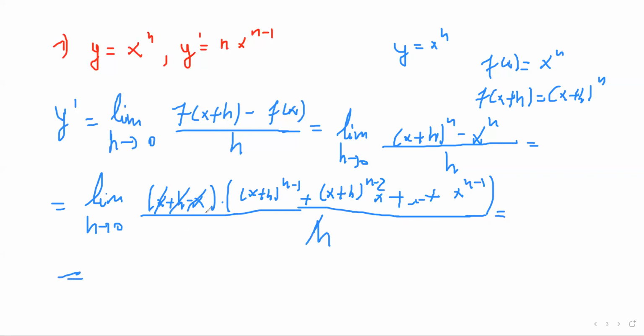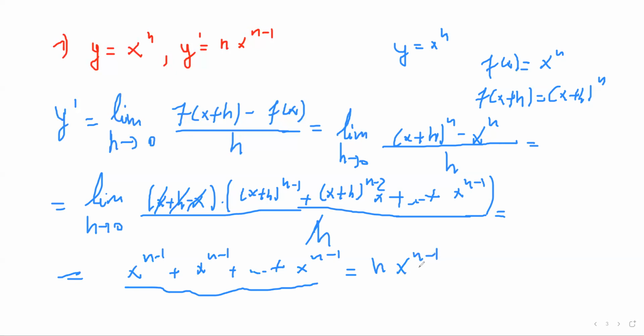So when we place zero instead of h, we get x to the power n minus 1, plus x to the power n minus 2 times x, which makes it x to the power n minus 1 again, and so on, plus x to the power n minus 1. How many of these terms do we have? We have n terms, so it's n times x to the power n minus 1. This serves as a proof of why the derivative of x to the power n is n times x to the power n minus 1.